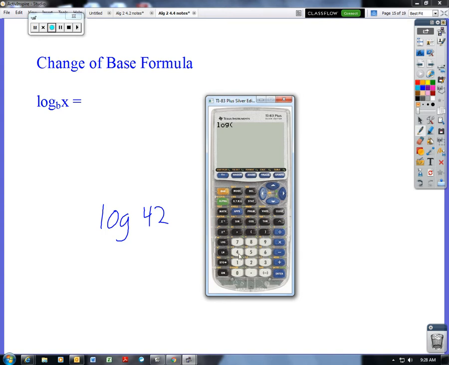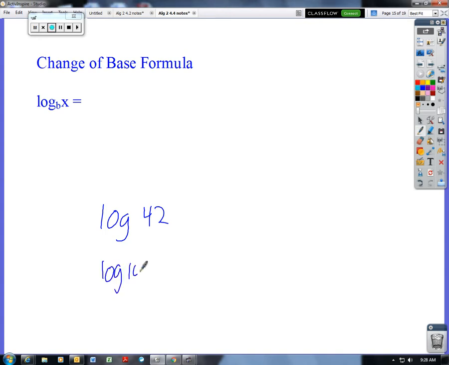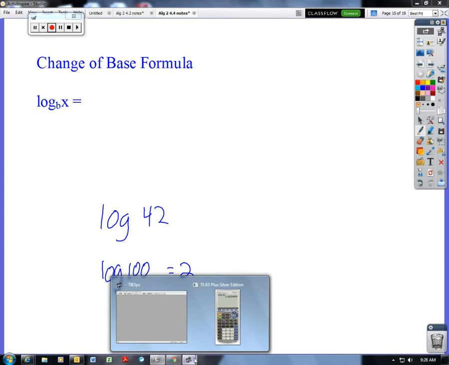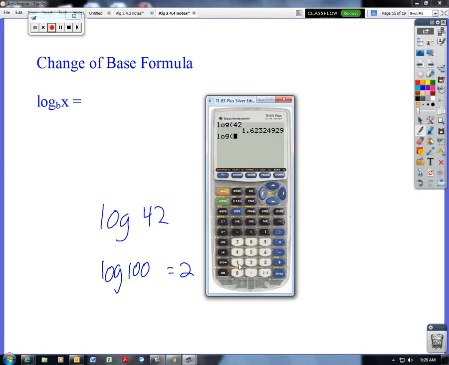So if I did log of 42, I would get whatever that power is. Let me check one that we can do in our head. How about log of 100? Okay, what does that equal? Well, that's 10 to what power equals 100, so that would be 2. So on the calculator, if I do log of 100, I get 2. So this log button on the calculator is only base 10.